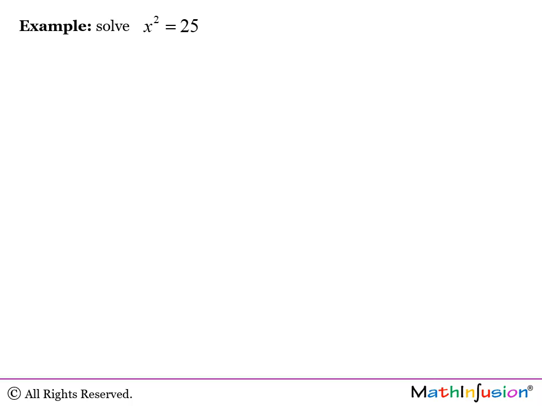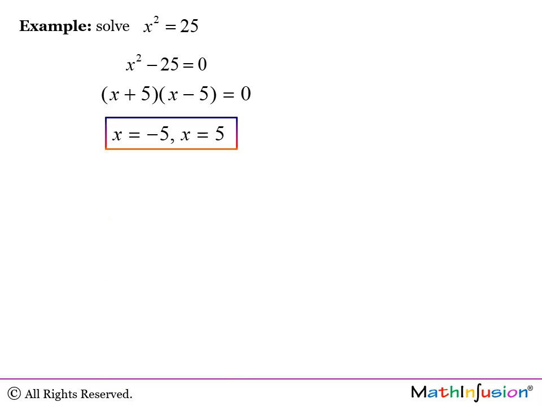Example: solve the equation x to the power of 2 equals 25. Here is step 1. Here is step 2. x to the power of 2 minus 25 is x plus 5 times x minus 5. We set each one of the terms to be 0, and we get that x equals -5 and x equals 5.